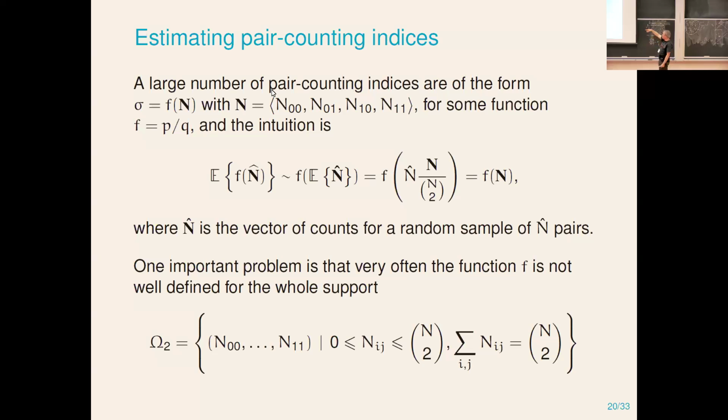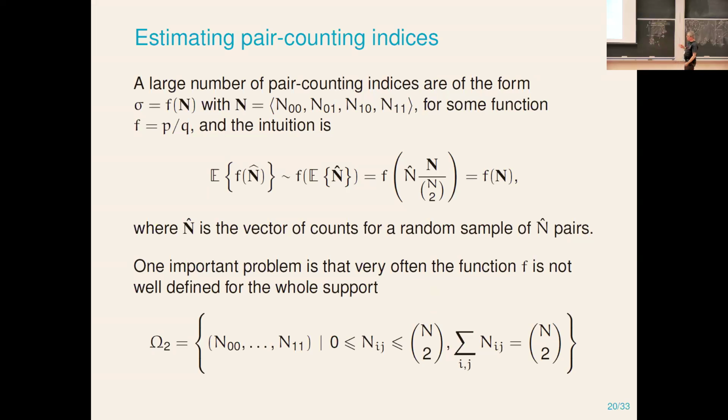And then one of the things that happens is that the similarity measures that we use most often are so-called homogeneous of degree 0. Therefore, f of n is the same as f of the vector n multiplied by whatever factor. It does not change the similarity. You can scale those counts and the similarity remains the same.